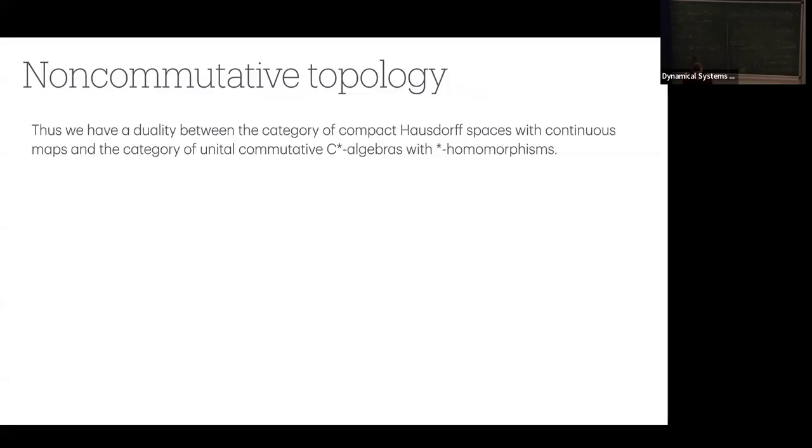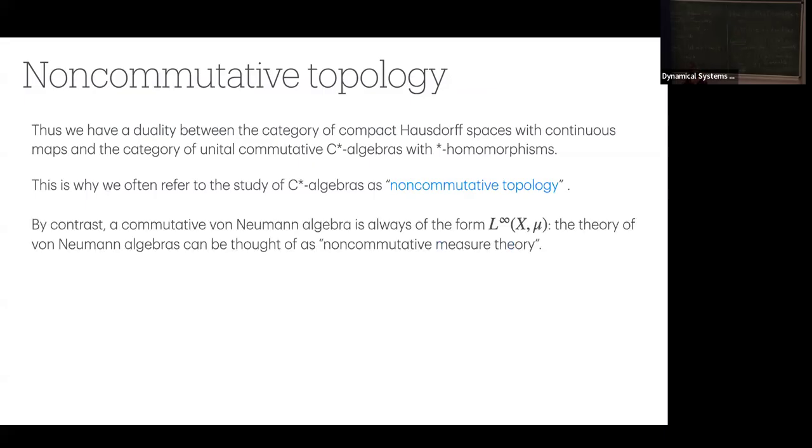So this is why we think of this as non-commutative topology. We have a duality between these two categories: the category of compact Hausdorff spaces with continuous maps, and the category of unital commutative C-star algebras with star homomorphisms. So you'll often hear C-star algebras referred to as non-commutative topology.